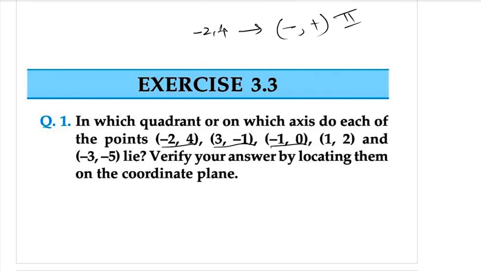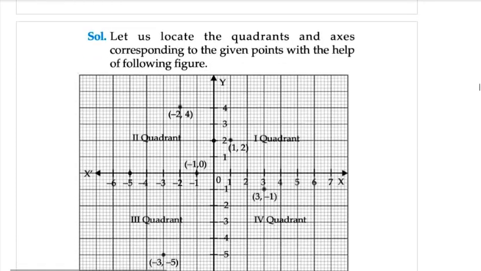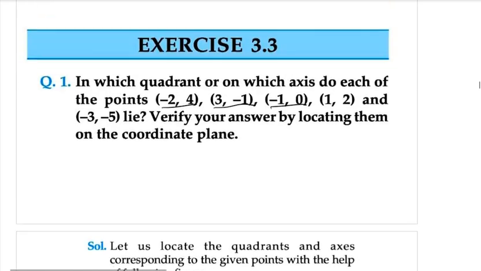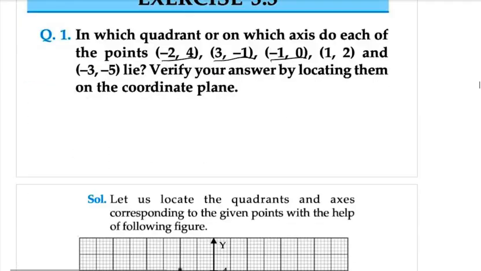(-1, 0). This is interesting. So if I look here, where is (-1, 0)? See, (-1, 0) is over here. In which quadrant does it lie? See, (-1, 0) does not lie on any quadrant. It lies on the x-axis. So the points which lie on the axis, x-axis or y-axis, they are not said to be lying in any quadrant. It lies on the axis. Okay, so there are more such questions. Please solve this.